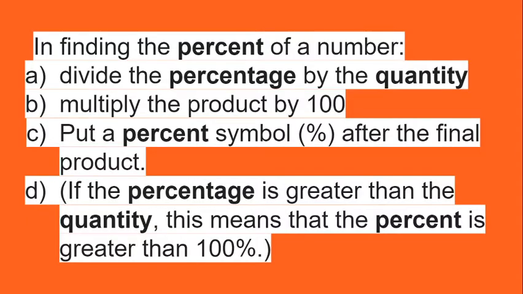Okay? When we look at those problems, boys and girls, it's important that we know that when we're finding the percent of a number, we need to first divide the percentage by the quantity, and then multiply that product by 100. We then put the percentage symbol after the final product, but if the percentage is greater than the quantity, this means that the percent is greater than 100. Now let's look at those 2 examples.